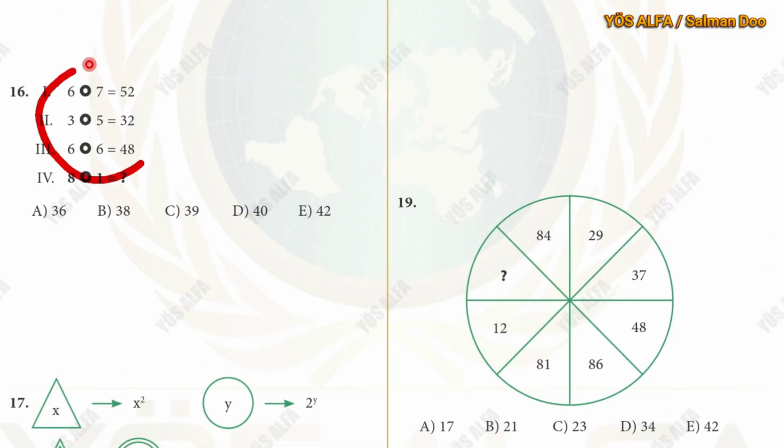16. Three operations are given and we're asked to find the fourth one. We need to find the formula just like in the previous problem. So let's say this is A and that is B. So the result would be A plus B times 4. 6 plus 7 is 13 times 4 is 52. 3 plus 5 is 8 times 4 is 32. 8 plus 1 is 9 times 4 is 36. So the answer is A.